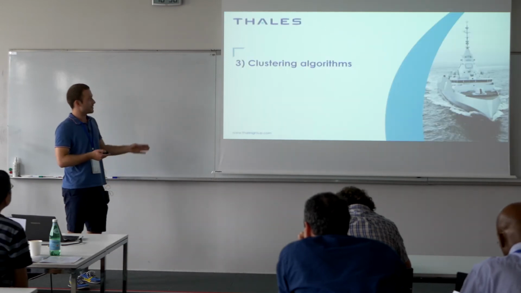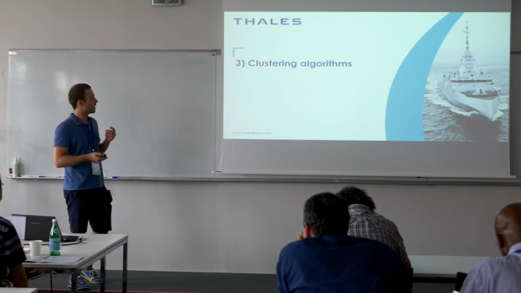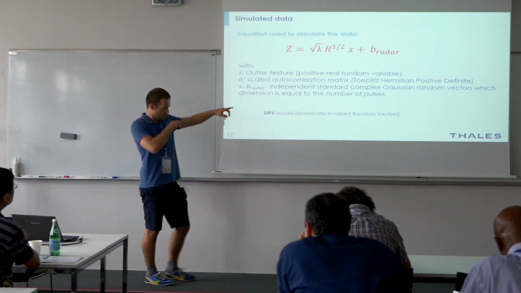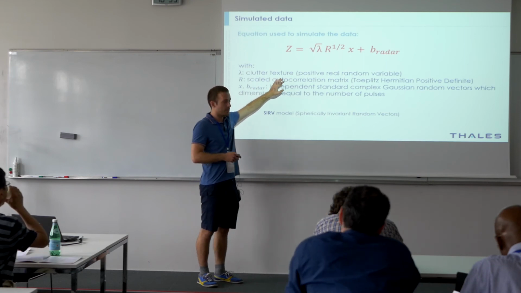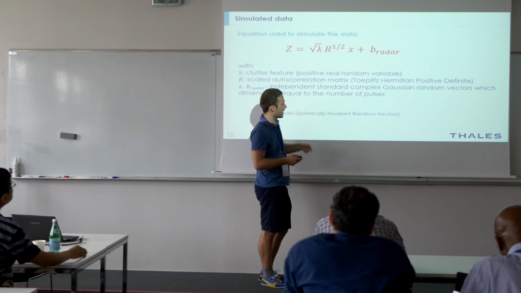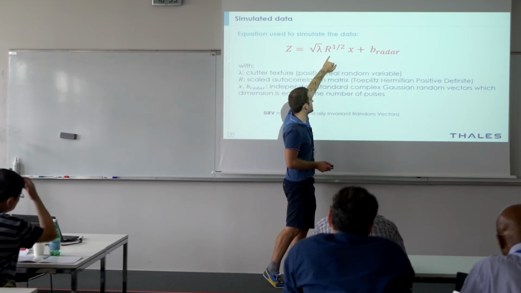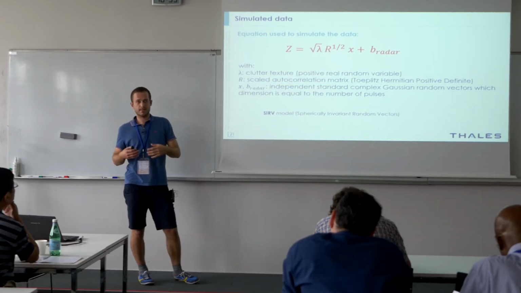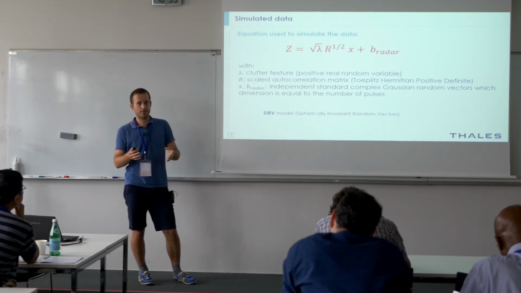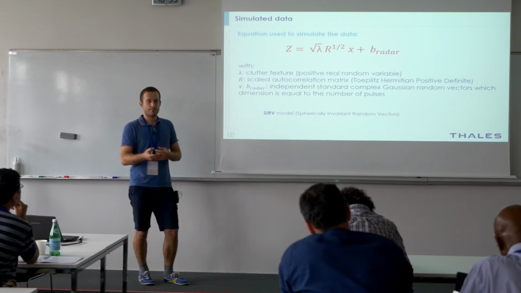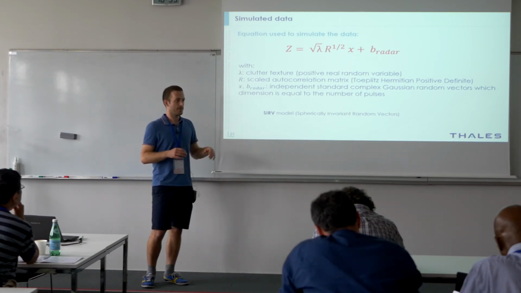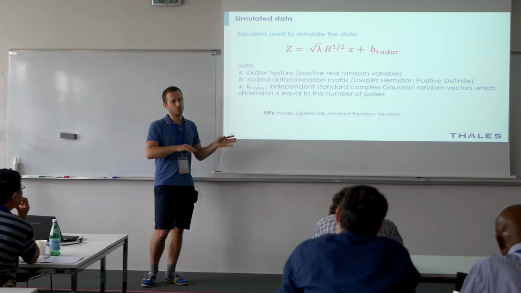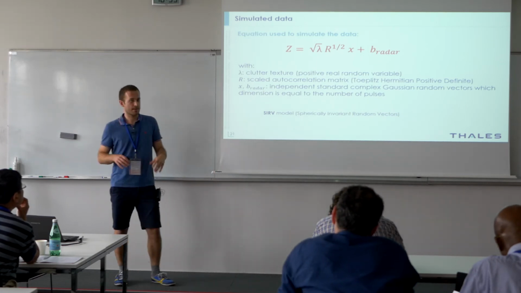So now I will just present the clustering algorithms I use. What I did about the methodology is I simulated 2 data sets with 2 different autocorrelation matrices, let's say R red and R blue. And then I give both data sets to my clustering algorithm, and I expect my clustering algorithm to group together the points simulated with the correlation matrix R red and to group together the points simulated with the other correlation matrix.